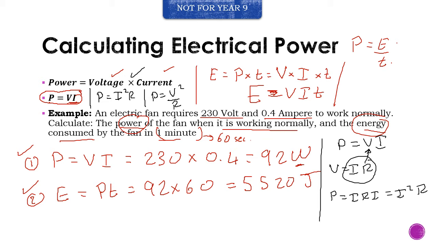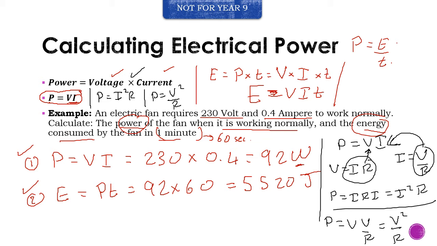Or you could say I equals V over R فنشيل V over R ونحطها مكان ال I. Just substitute يعني. نقول P equals V times V over R هيبقى V squared over R. So that's why there are two other equations for power. But my personal preference is this. I don't need to memorize these.